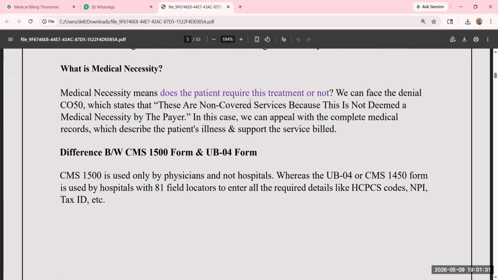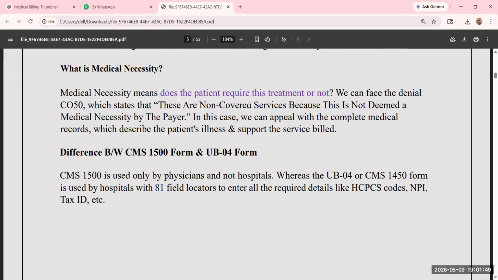For example, a patient has inflammation in the appendix and the physician performs an appendectomy, removing the appendix. That meets medical necessity.